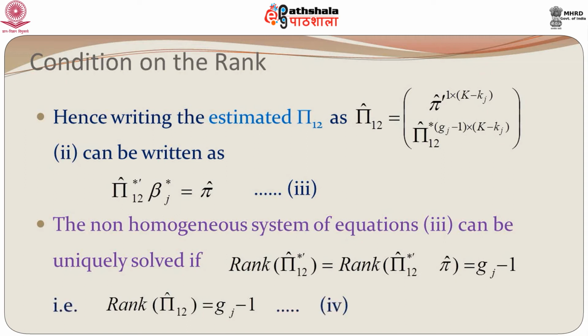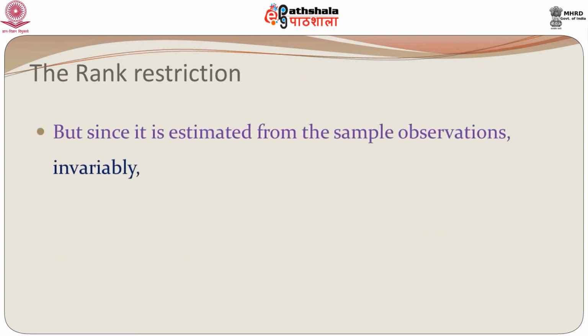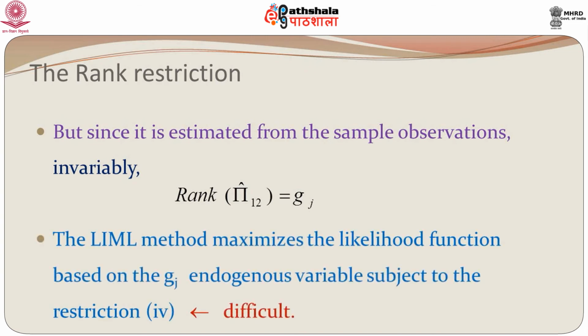But unfortunately, as you know, when you are dealing with data, it is always from the sample observation, and you always get the rank of pi 1 2 hat as g j, you get it as full rank. So, in this case the rank exceeds. What you need to do is to use the restriction that the rank of pi 1 2 hat must be equal to g j minus 1 and then solve the maximum likelihood.